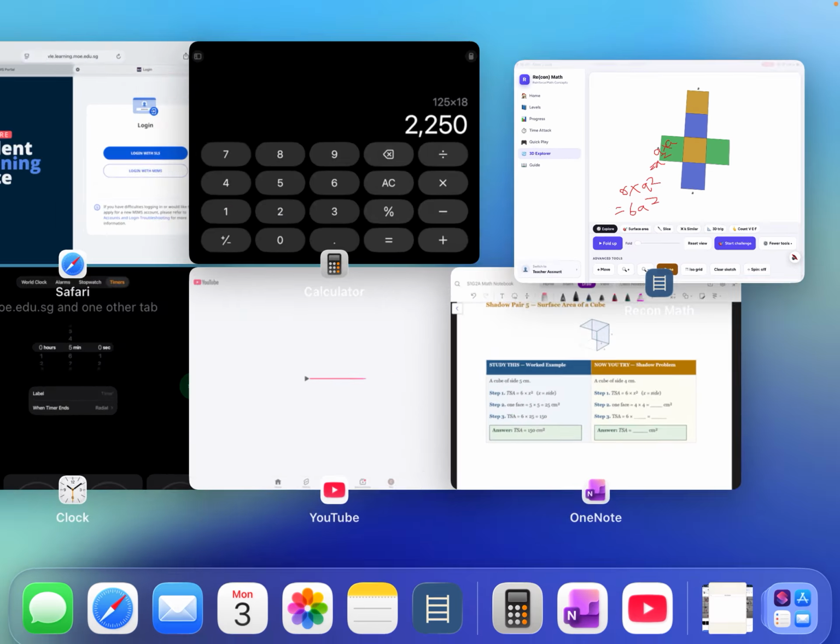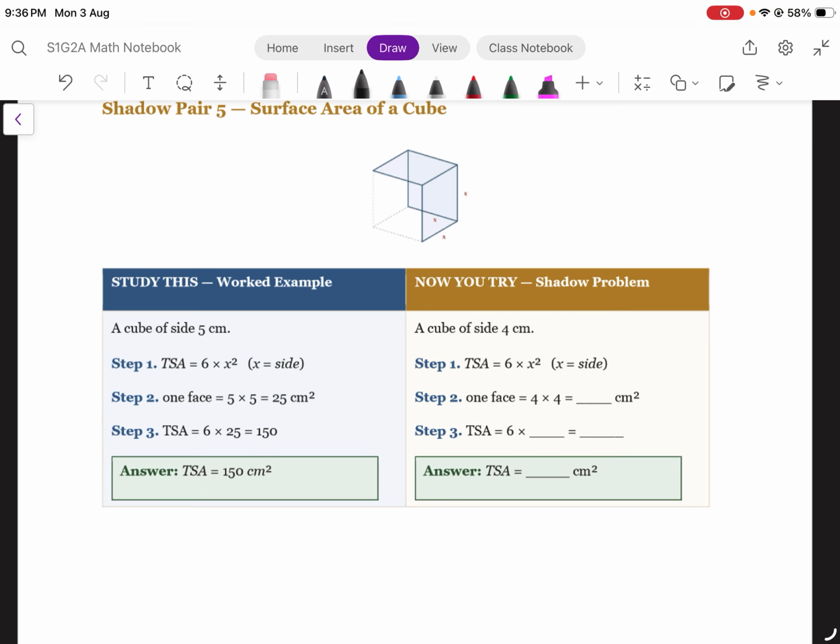Alright, so if I go back to here, each side is 5. So I know area on one side is 5 times 5. Okay, and I know there are 6 sides. So 6 times 25. Alright, so if the cube is 4 cm, 4 by 4, 16. But there are 6 sides. 6 times 16. So it's 96.